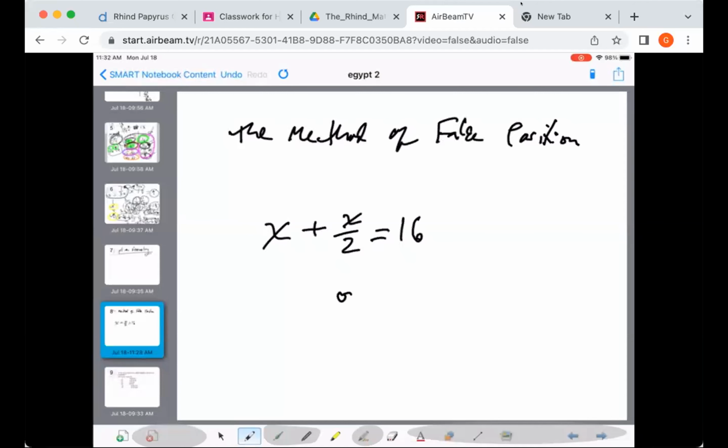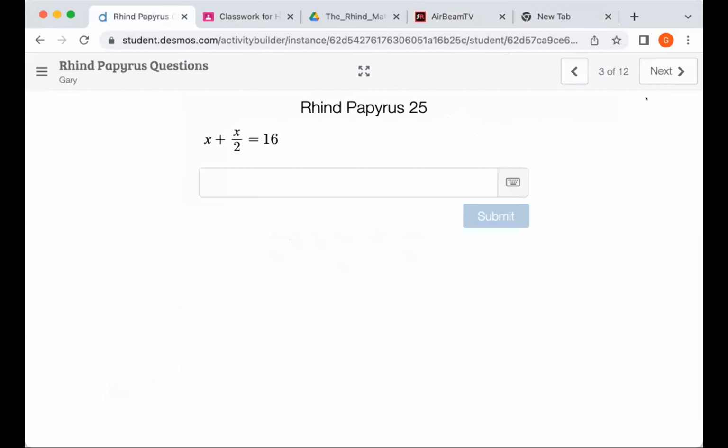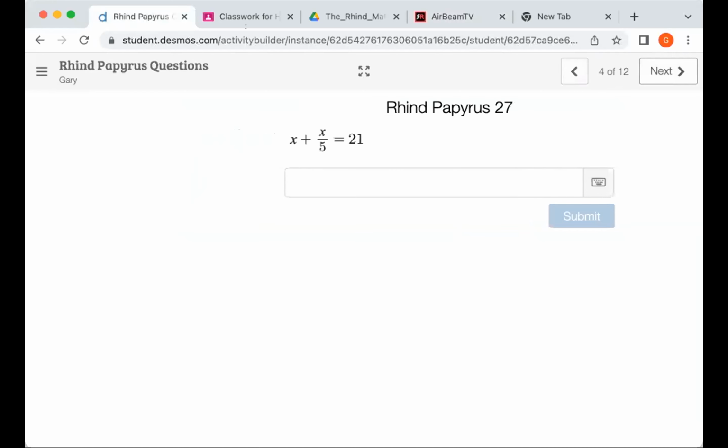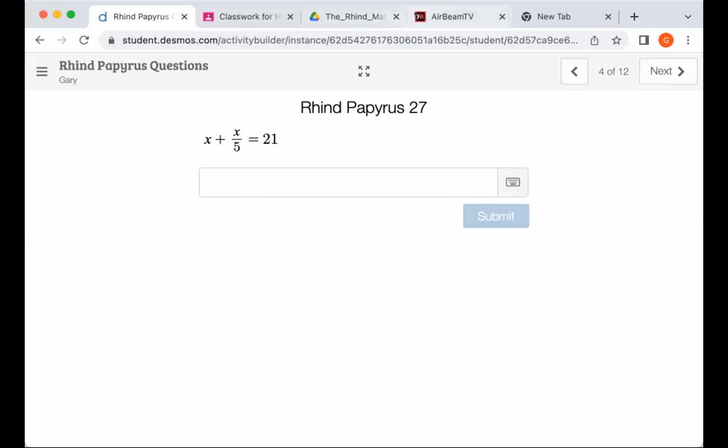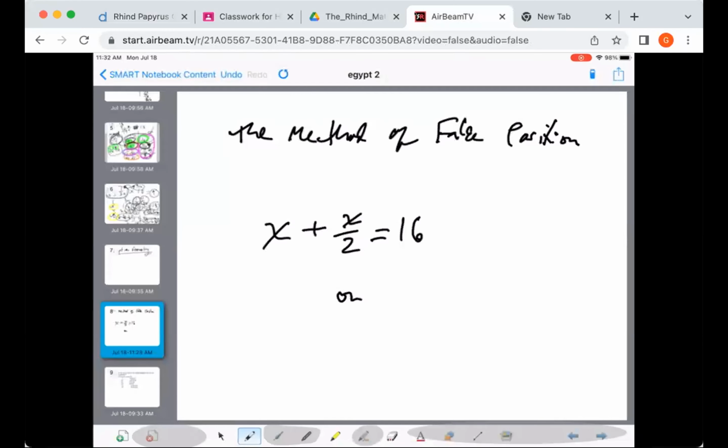Or just to write down both questions, so we have both of the examples. X plus X over 5 equals 21. Whoa, okay. Questions like this, X plus X over something equals something else. These are a type of algebra questions that the Egyptians liked to solve. So let's look at X plus X over 2 equals 16.